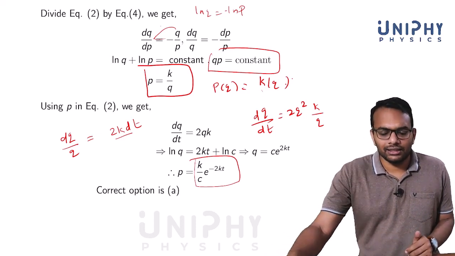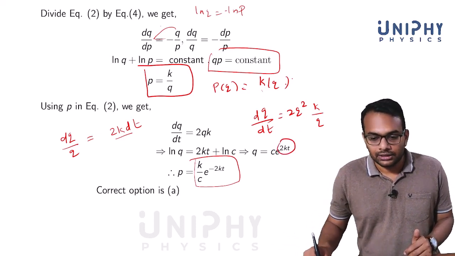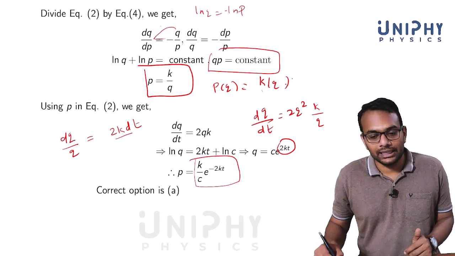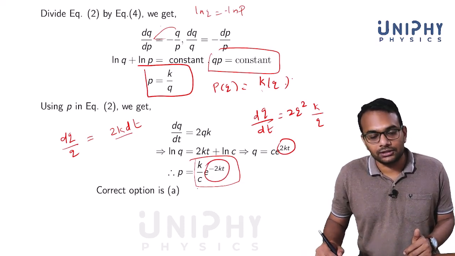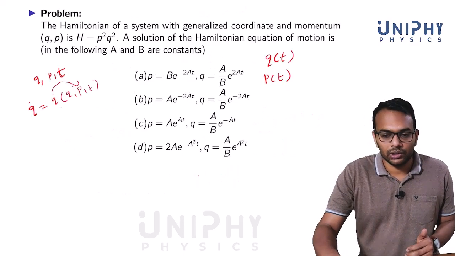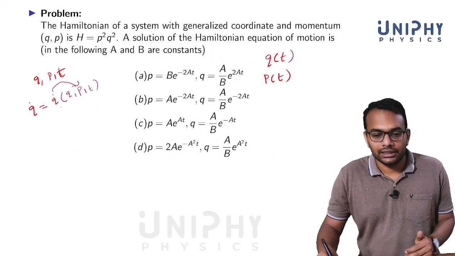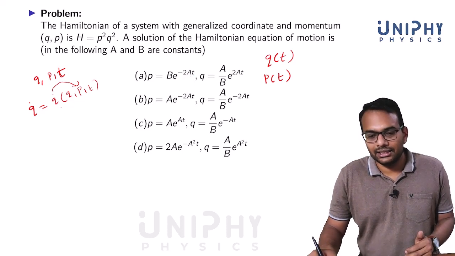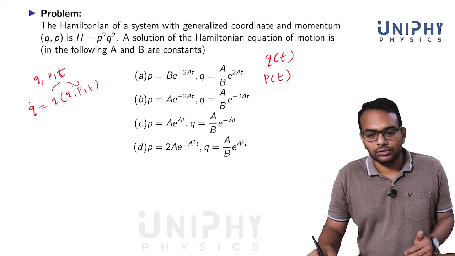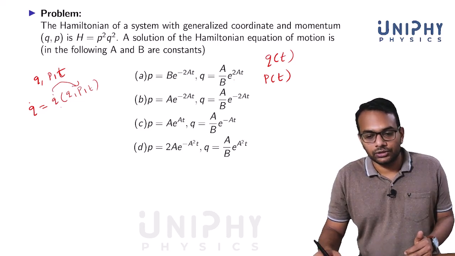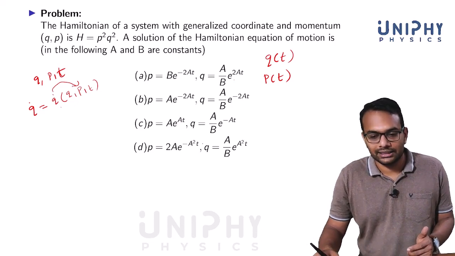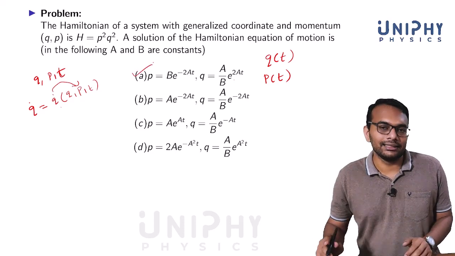Now you can look at these functional dependencies. q is e raised to 2kt and p is e raised to minus 2kt. There are constants there, and you look at the options. You see here p goes like e raised to minus 2kt and q like e raised to 2kt, whereas in the other options the dependencies do not match. So you see easily that this is the correct answer.